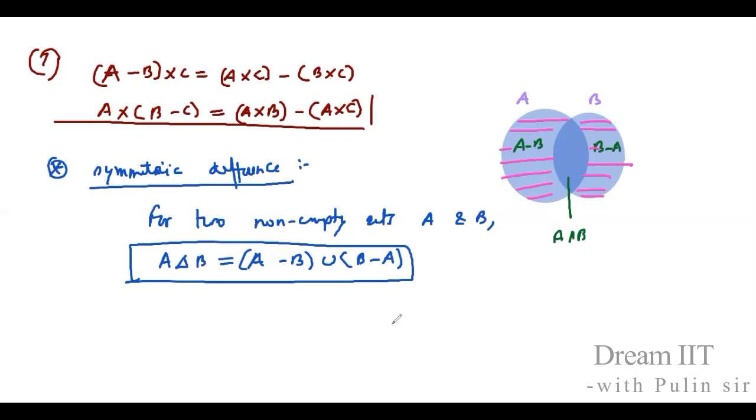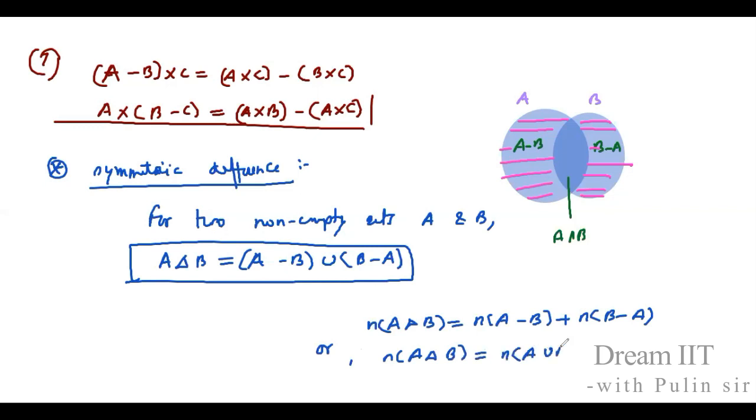Suppose somebody asks you the number of elements in the symmetric difference of A and B. It can be directly written as the number of elements in A minus B plus the number of elements in B minus A. Or we can write it like this also: the number of elements in the symmetric difference of A, B is the number of elements in the union minus the number of elements in the intersection. So this would be a little more comfortable, right? Once you finish it, please give me a green signal so that I can go ahead.